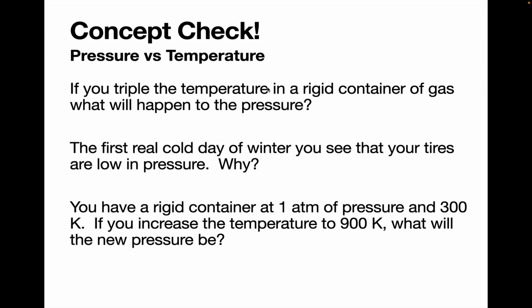So if we triple the temperature in a rigid container, what will happen to the pressure? Well, we triple one, the other one has to triple also. So this would be tripling the pressure. Okay? If your tires are low in pressure on a cold day, why is that? Well, it got colder, so the pressure has to go down also, because as temperature goes down, pressure goes down, okay? If we have a rigid container at 1 atmosphere of pressure and 300 Kelvin, if we increase the temperature to 900 Kelvin, so we went from 300 to 900, so we tripled the temperature, what's going to happen to our pressure? Well, it's going to triple, so that would go to 3 atmospheres.